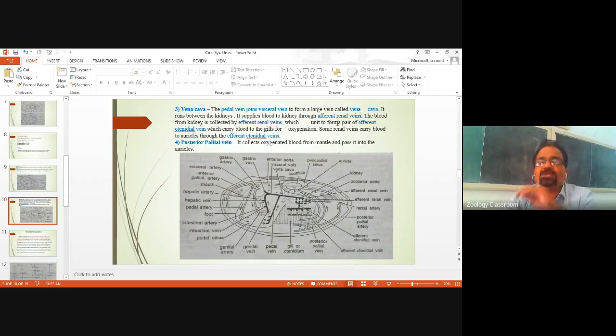Afferent. When we use the word afferent, that means it is supplying blood to. When we use the word efferent, it is collecting blood from. So here the organ is the kidney, and the afferent and efferent veins are there. These afferent veins are supplying deoxygenated blood to the kidney. The blood from the kidneys is collected by the efferent renal veins. Now where does this blood go?